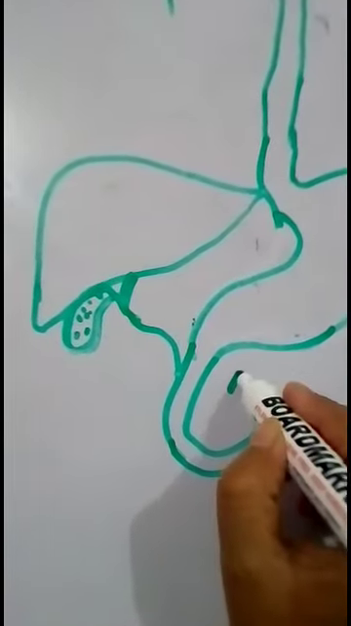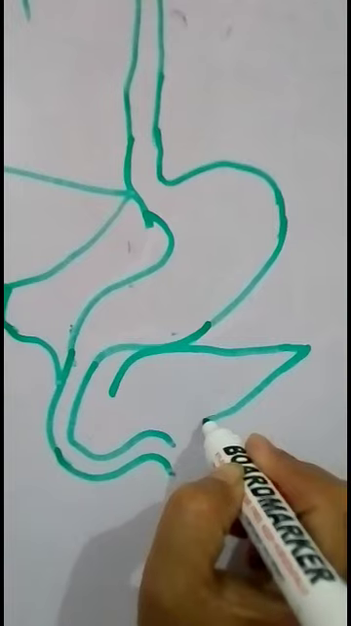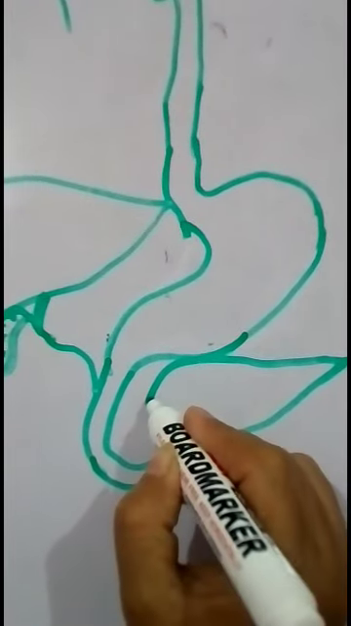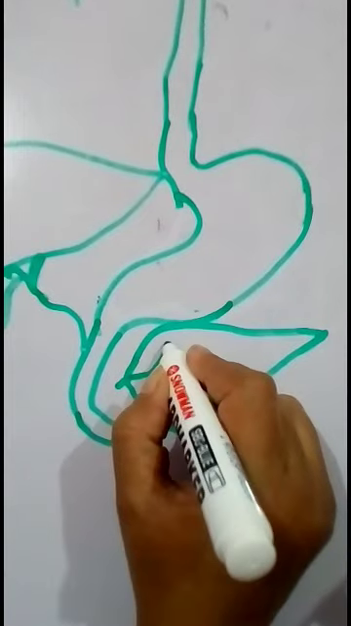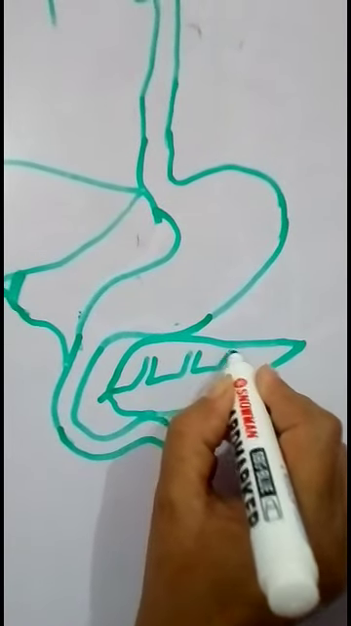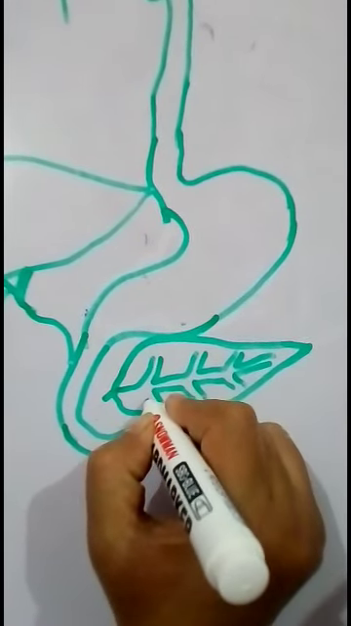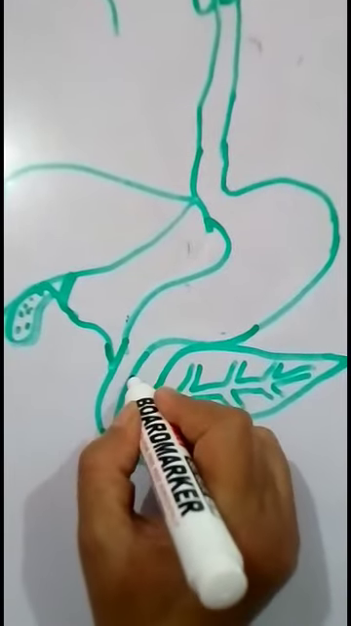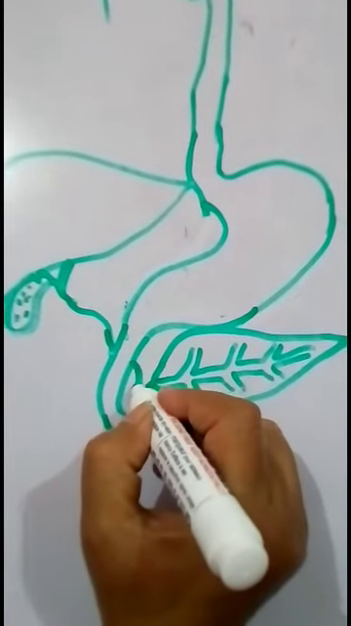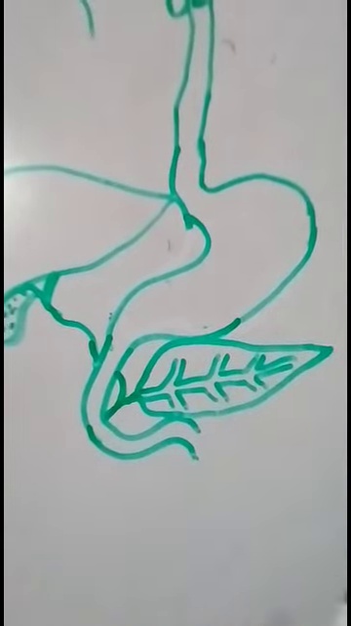And under the stomach, another gland is present, called the pancreas. Students, both the liver and pancreas are called accessory glands. These are the pancreatic ducts coming from the pancreas. The pancreatic duct and the bile duct coming from the liver join together and then open into the small intestine.